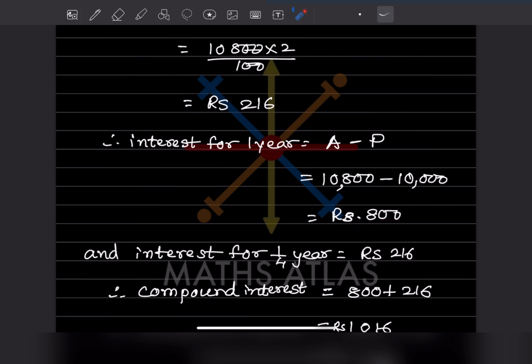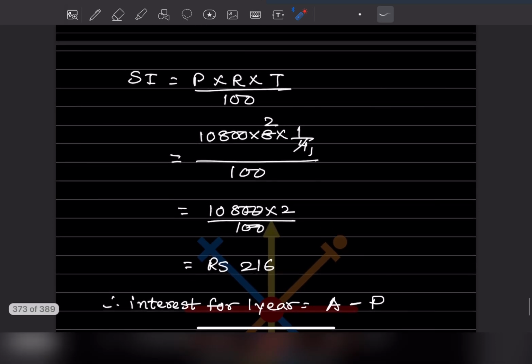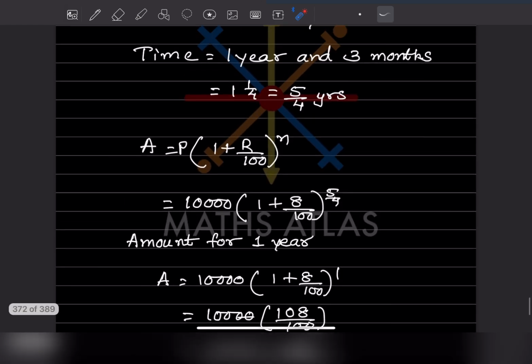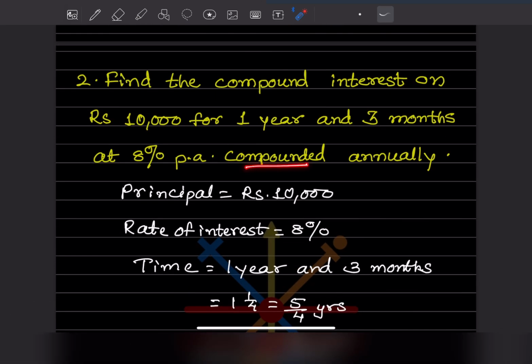And then what did we get as the interest for 1/4 year? We got the simple interest, that is 216 rupees. You can also write it here so that it is more clear. So what we can do here, compound interest means you are going to add this 1 year interest plus this 1/4 interest. So that will be 800 plus 216. So that will be rupees 1016. So here this is what they have asked: find the compound interest on this for 1 year and 3 months.